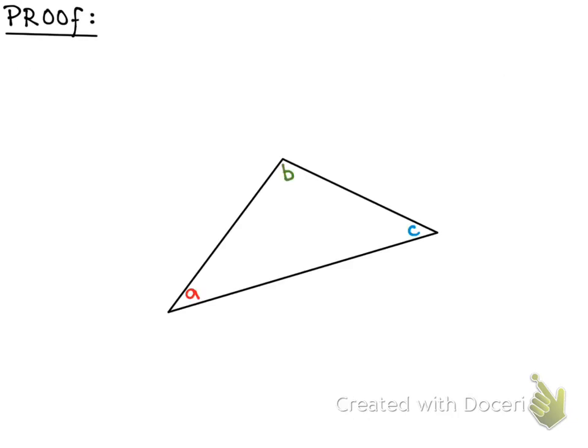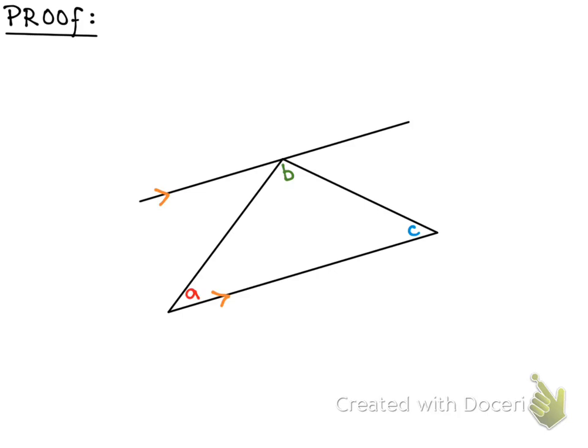So to prove it, I take a triangle, any triangle, with three angles, A, B, C. And what I want to do is draw one line that's parallel to another line from the triangle. So right now I drew a line going through point B, and this line is parallel to the base of the triangle, where the two orange arrows on the lines mean that the two lines are parallel.